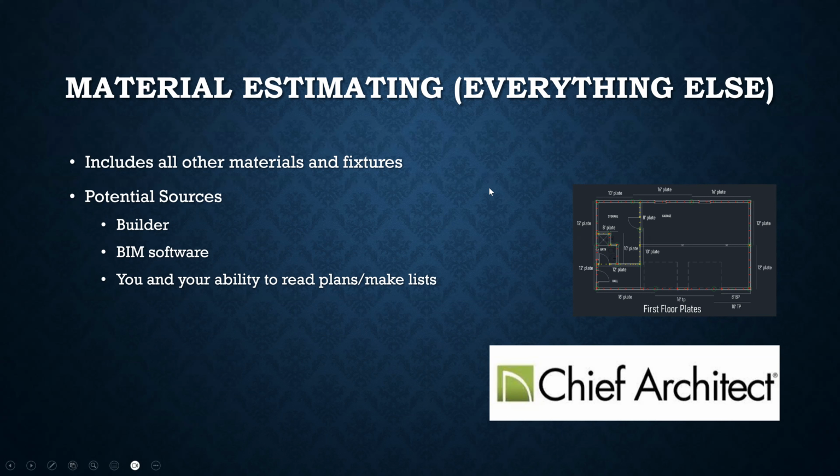But everything else also needs to be thought of. And to find everything else, you pretty much either have somebody who knows what's going to be in a house, a builder will know. Like I showed you in Chief Architect, you can use building information modeling software to find out window counts, door counts, hardware counts, stuff like that. And then of course you can always learn about how to read plans, how to make lists, how to use Excel, how construction happens in general, so that you can know how to count these things on your own. But that's how we get to the materials.